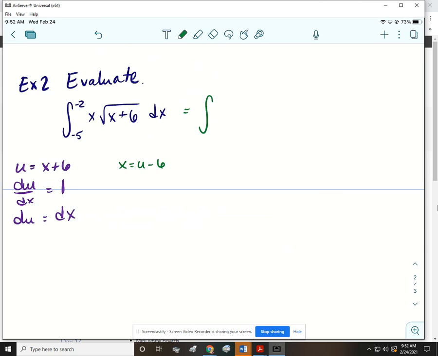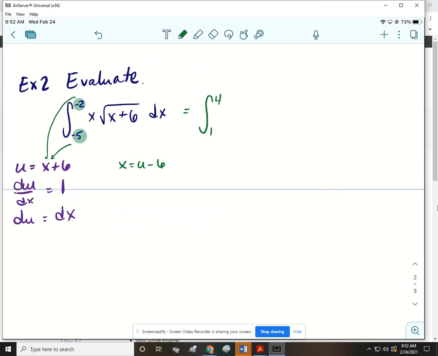Okay, now don't forget, when we are doing these definite integrals, we need to change everything to u's, including the upper and lower limits. So I would take -5 and plug it in for x in the u function. That means I'm just going to add 6 to it. And then same thing for -2.